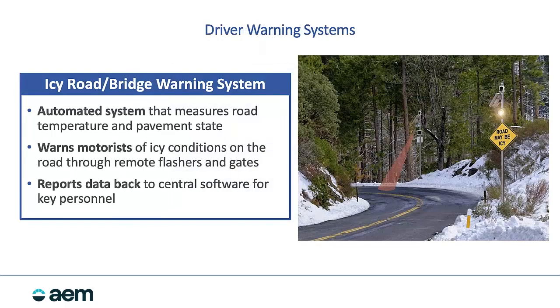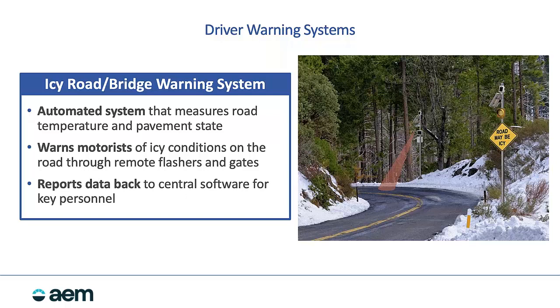And so what Icy Road and Icy Bridge warning systems do, this is part of our driver warning systems industry category, is these are automated systems. They operate independent of humans. They can be overridden by humans, but for the most part, they operate autonomously, and they are constantly measuring the road temperature and pavement state. And based on whatever calculations or thresholds or conditions that you want to alarm on, they can automatically turn on flashers, blackout signs, or even close gates depending on the situation and what the need is. And obviously all this is going to be reporting back to the central software.